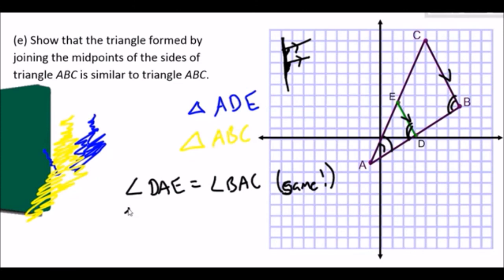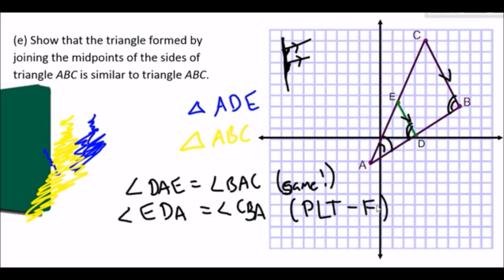So I can say that angle EDA is the same as angle CBA, and my justification is that it's a parallel line theorem angle, and it is the F pattern. Of course, this notation, just use whatever standard your teacher prefers. So there's my two angles that are the same, and therefore I have angle-angle similarity. And that's what I needed to show.